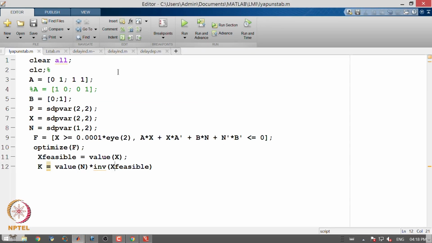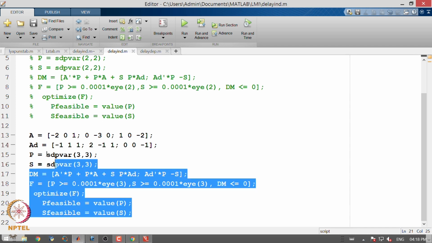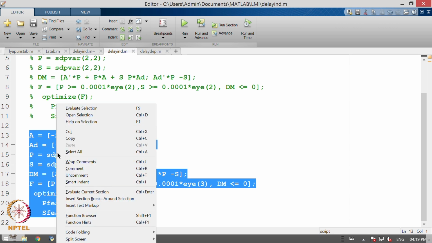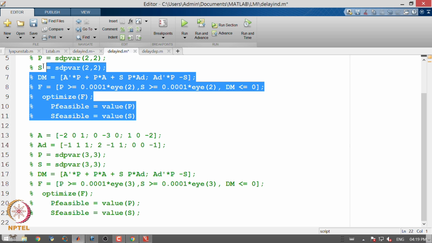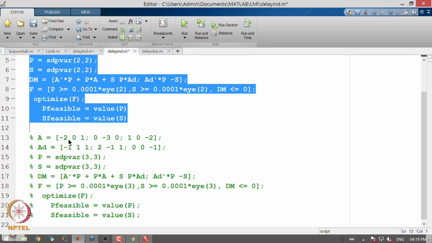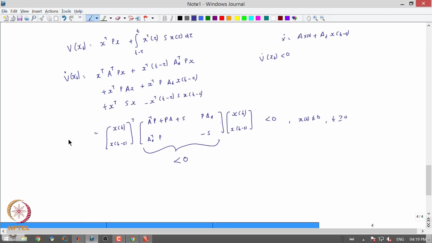Okay, let me go here. Let me comment this out. What I will be interested in is to check for stability of this particular delay system.